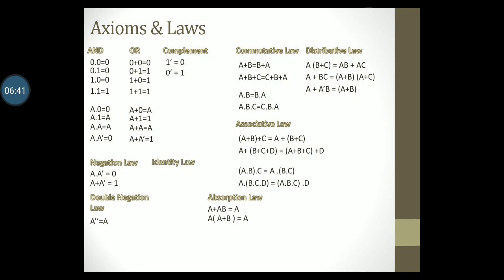In the same way, we have the identity laws. A dot 1 is equal to A and A plus 1 is equal to 1. The null laws say that A dot 0 is equal to 0 and A plus 0 is equal to A. You also have the idempotence law, which says A dot A is equal to A and A plus A is equal to A. You are expected to remember each of these laws, as you will use these laws for solving Boolean expressions.